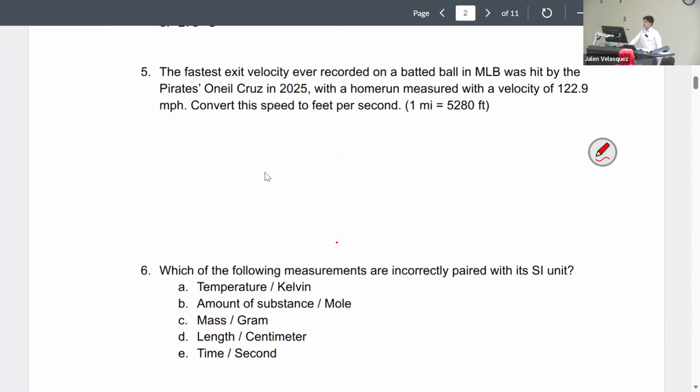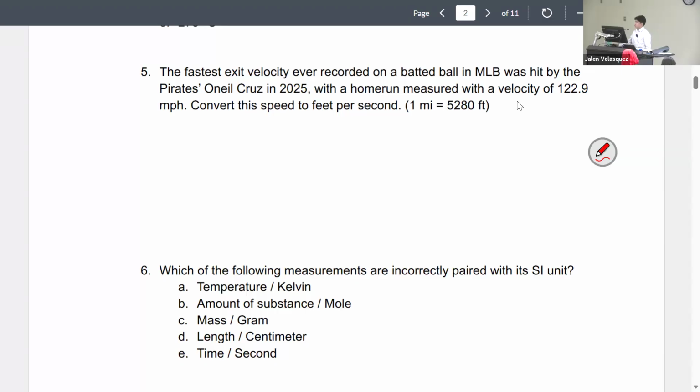All right, number 5 here. So this is going to be a dimensional analysis problem. The fastest exit velocity ever recorded on a batted ball in Major League Baseball was hit by O'Neill Cruz in 2025 with a home run measured with a velocity of 122.9 miles per hour. Convert the velocity into feet per second. And here I provide you the appropriate conversion factor that 1 mile has 5,280 feet.